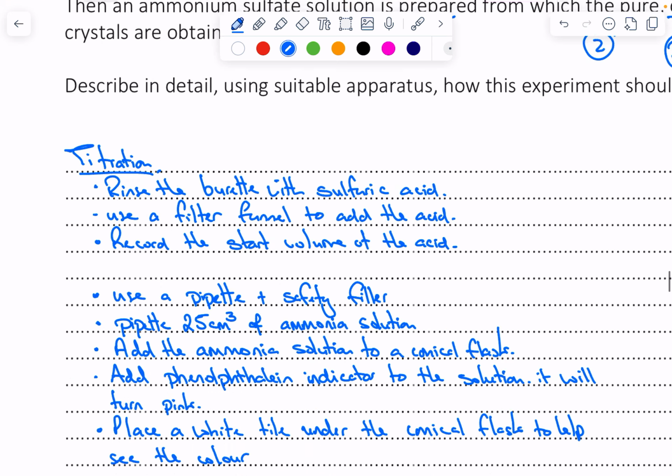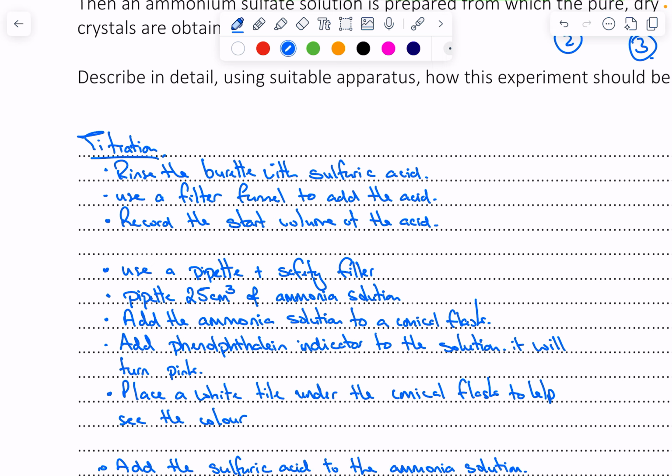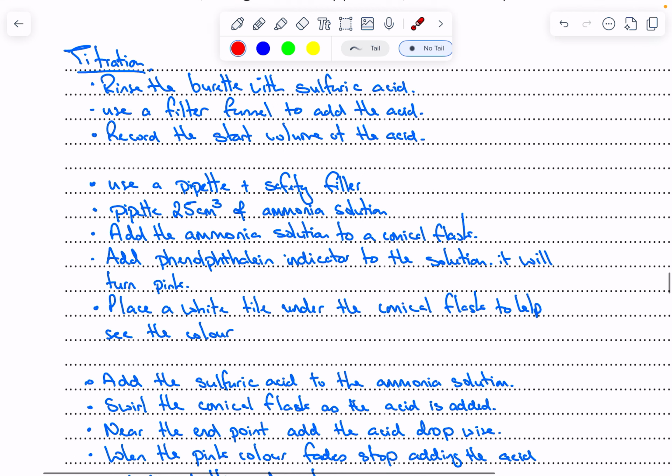Okay, so here's what we do. First of all, let's do the titration. So in the titration, we rinse the burette with sulfuric acid, and then we're going to use a filter funnel to add the acid to the burette. And at the start, you record the volume of the acid in the burette. We're then going to use a pipette with one of those safety fillers, and we're going to transfer 25 centimeters cubed of the ammonia solution to a conical flask. Once it's in the flask, we're going to add an indicator. I've picked phenolphthalein, and phenolphthalein in the ammonia will turn pink.